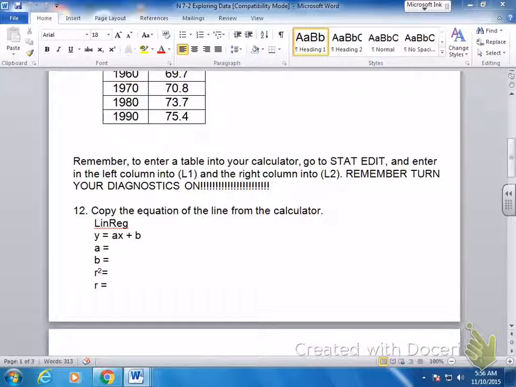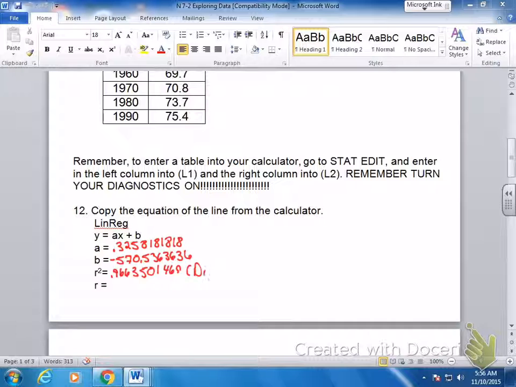It'll say y equals ax plus b, and it gives us an a that is 0.325818118. If we look down at b, it gives us negative 570.5363636. It gives us an R squared of 0.966350149. But remember, we don't care about this one.